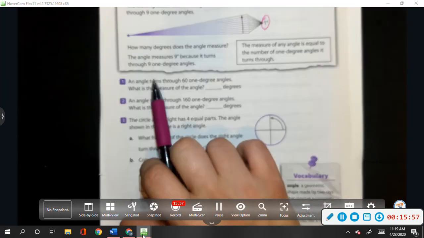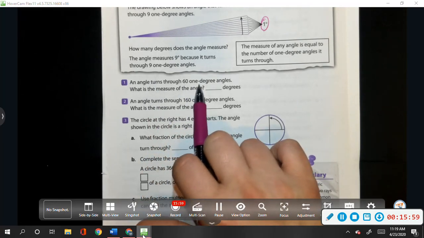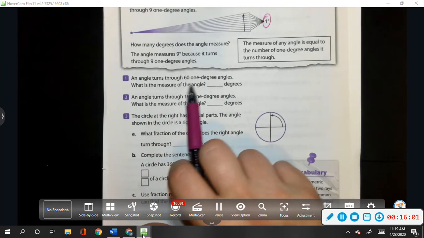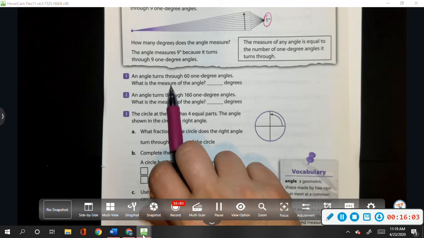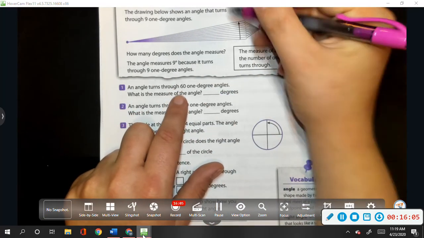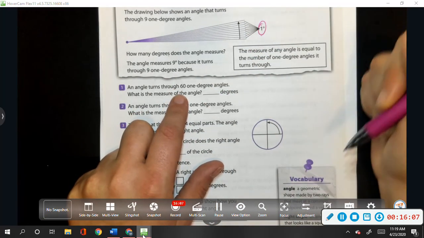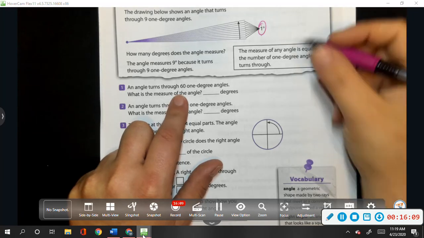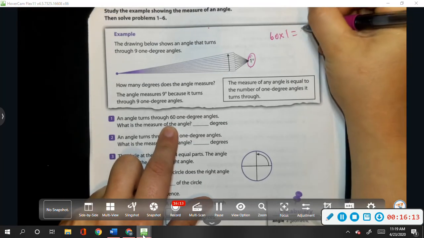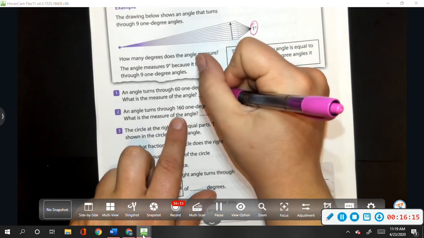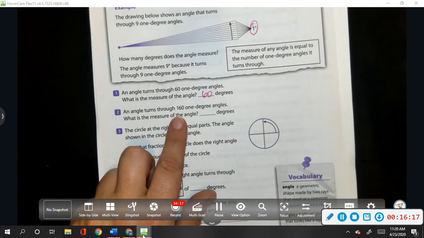Number 1. It says, an angle turns through 60 1-degree angles. What is the measure of the angle? Just how we did it in the instructional book. If I have 60 of these angles, each equaling 1 degree, if I do 60 times 1, that's going to equal 60. So it would be 60 degrees.